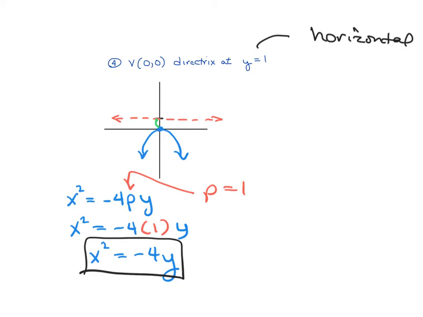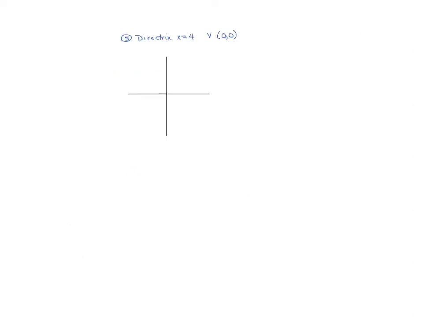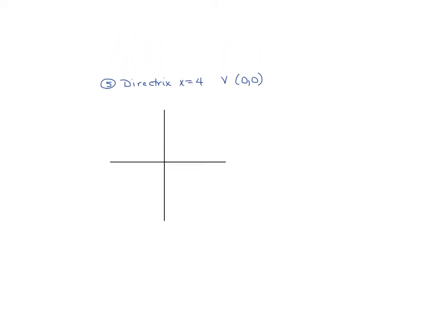Let's try another one now. Still the vertex at the origin, but this time my directrix is going to be a vertical line. So this tells me that my parabola is going to be opening left or right. So let's go ahead and see which way it's going to open. And again, give yourself a visual. So I'm going to graph the vertex at 0, 0. And now I'm going to graph my directrix at x equals 4.